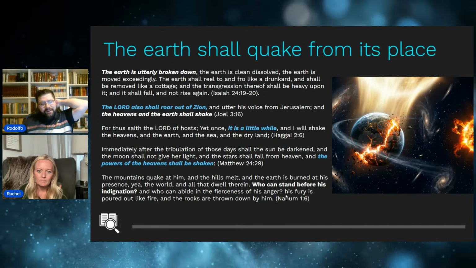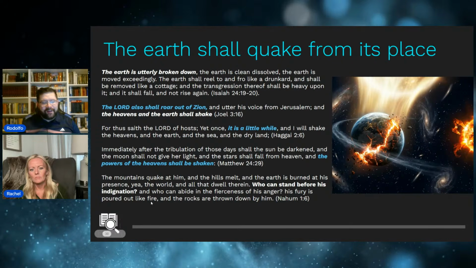This is Nahum 1:6. The mountains quake at him, the hills melt, the earth is burned at his presence, yet the world and all that dwell therein, who can stand before his indignation? Same idea. Who can abide his fierceness and his anger? His fury is poured out like fire, and the rocks are thrown down by him. So you can picture that. And it's the cataclysm that's described here in Matthew 24. So that's a good one.